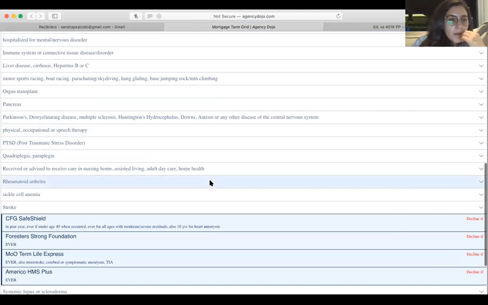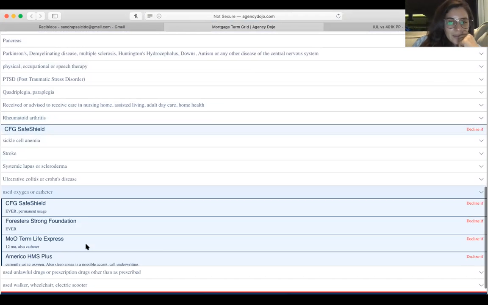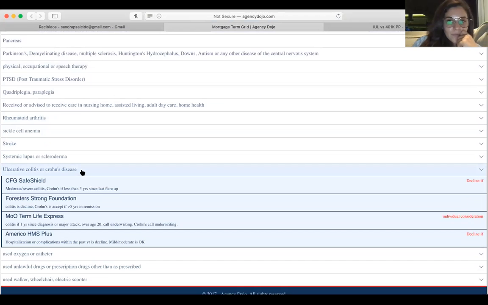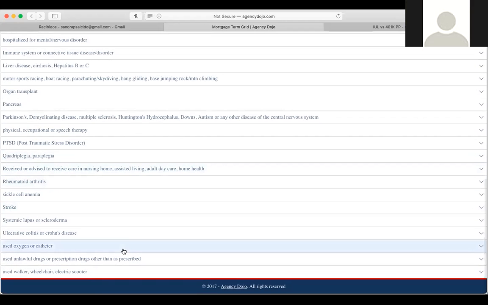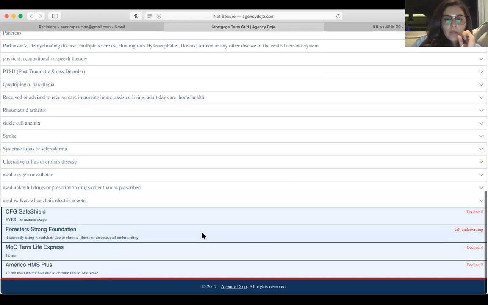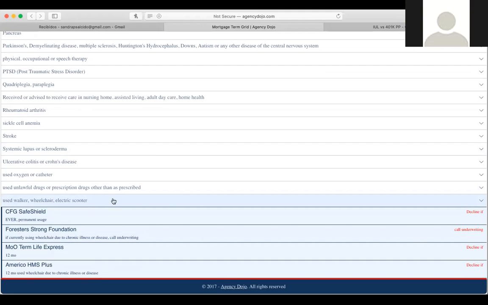Let me go over another one that I've seen. This is all decline. This is all decline. Oh, this is a chronic disease, this is very, very common that I've seen. So Foresters will take this, Mutual of Omaha can consider it, and then CFG and America will decline it. Now, let me see what else. And Foresters will approve you for a whole life, the Strong Foundation, if they use a walker, wheelchair, or electric scooter.